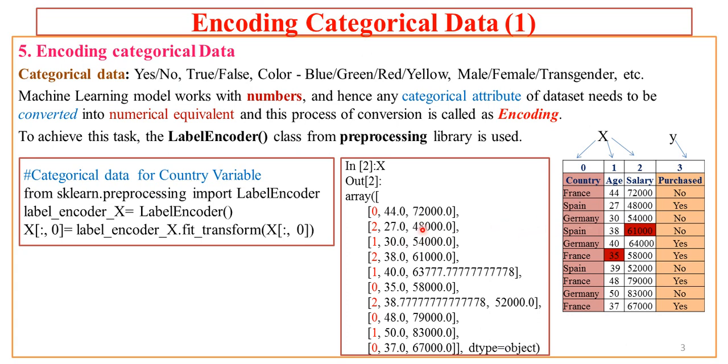Had there been 4 countries, it would have been 0, 1, 2 and 3. For example, if there had been, say, Tokyo, then that Tokyo would have been given value 3, something like this. So this happens internally. But do remember, whatever values are being assigned to the country strings like France, Spain, Germany, our model will get confused with these values. How? We'll see this in the next slide.